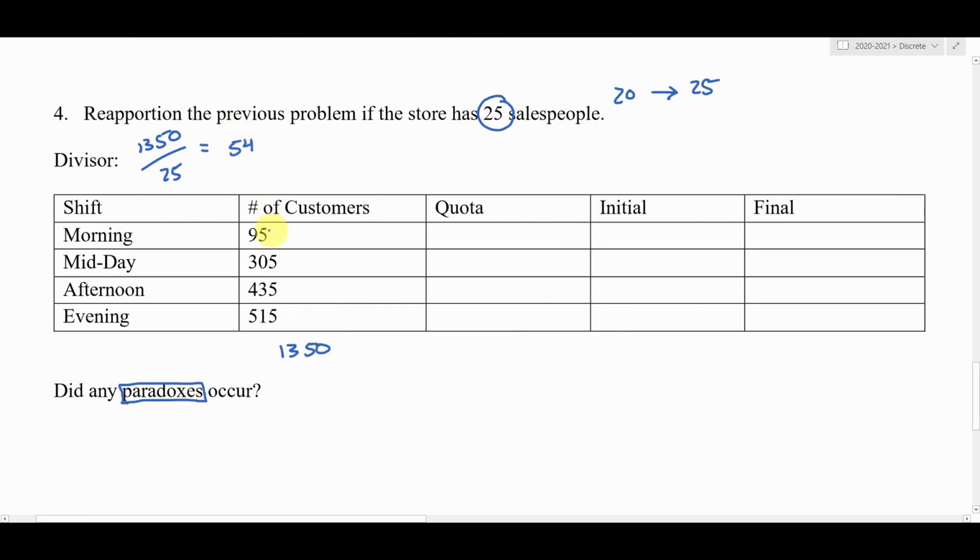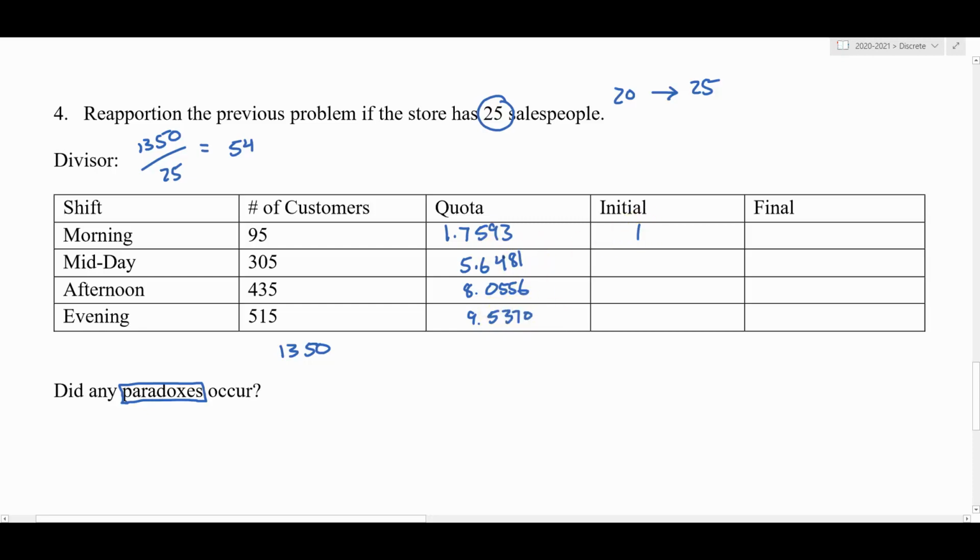So now we're going to take that 54. I'm going to go through and I'm going to divide each of the different shifts here. So 95 divided by 54 is 1.7593. And then we have 305 divided by 54, that's 5.6481. And then 8.0556. And then 9.5370.